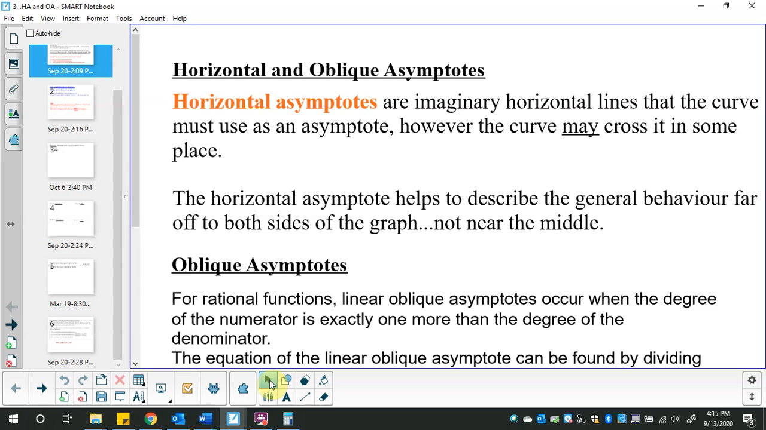However, unlike vertical asymptotes, the curve may cross a horizontal or oblique asymptote somewhere in the general center. So that doesn't mean exactly 0, 0. That usually means within the fives, as in somewhere between +5 and -5 on the y.